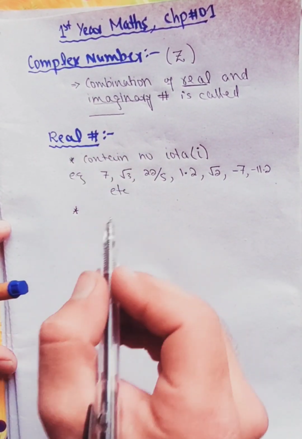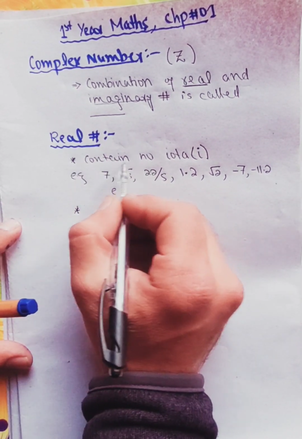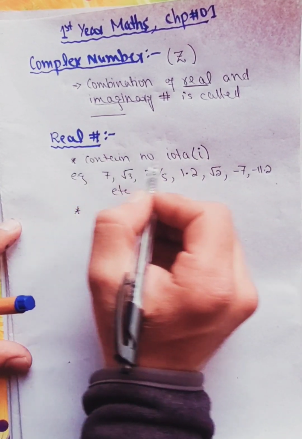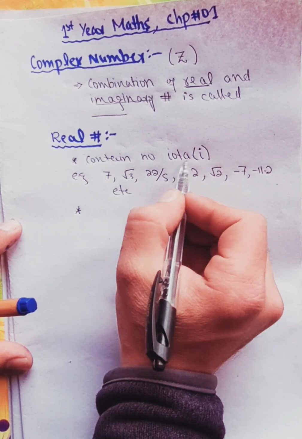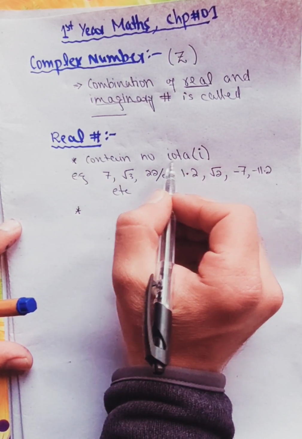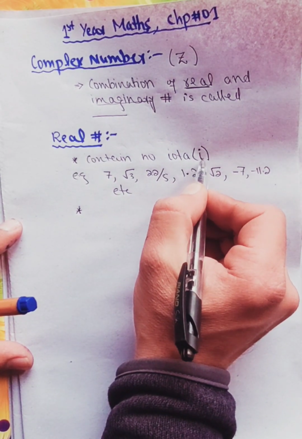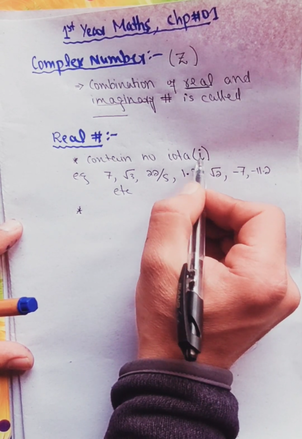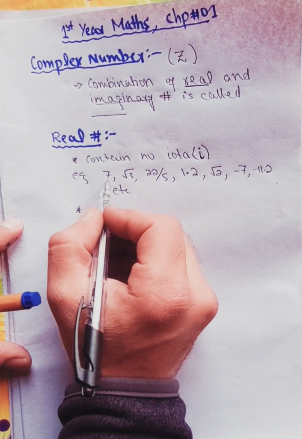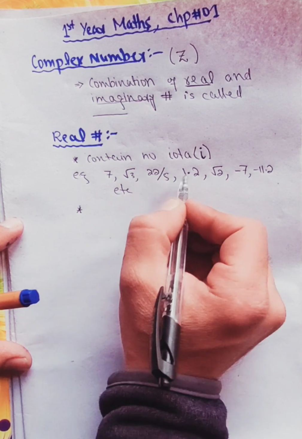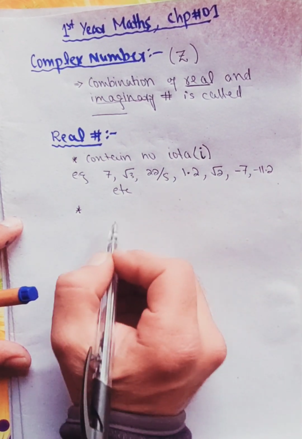So what is real number? वो नंबर जिसमें iota ना हो. Those numbers which do not contain any iota are called real numbers. जिसमें iota ना हो. What is iota? I will explain it. It is the imaginary unit. For example, 7 under root 3, it has no iota, you can see.